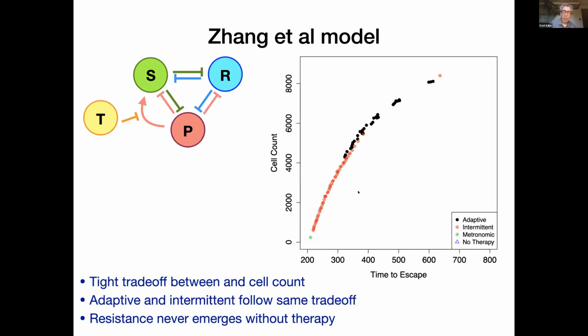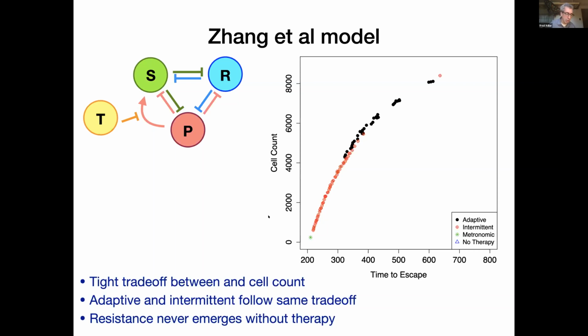Here we're comparing two outcomes, and we're only looking at one target of therapy, which is maximizing time to escape. That is, for the resistant cells to grow to some low threshold. And then on the vertical axis, we're plotting cell count. So how many cells are there?